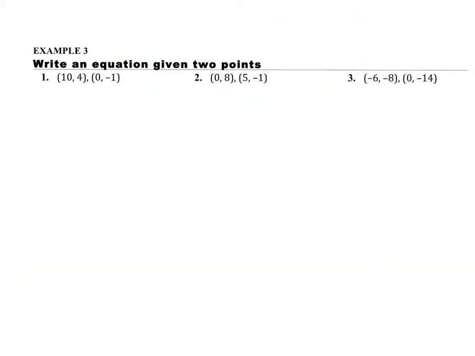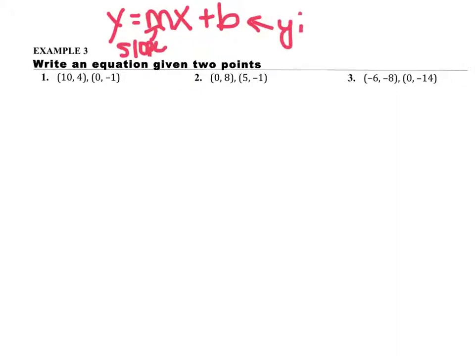All right, so let's go ahead and take a look at how to write an equation given 2 points. First of all, let's go back to our equation in y-intercept form. Y is equal to mx plus b, and again, remember, m is the slope, and the b is the y-intercept. So we're going to be looking for those 2 parts in order to write our equation. So I'm going to want to know my slope, and I'll need to know my y-intercept.